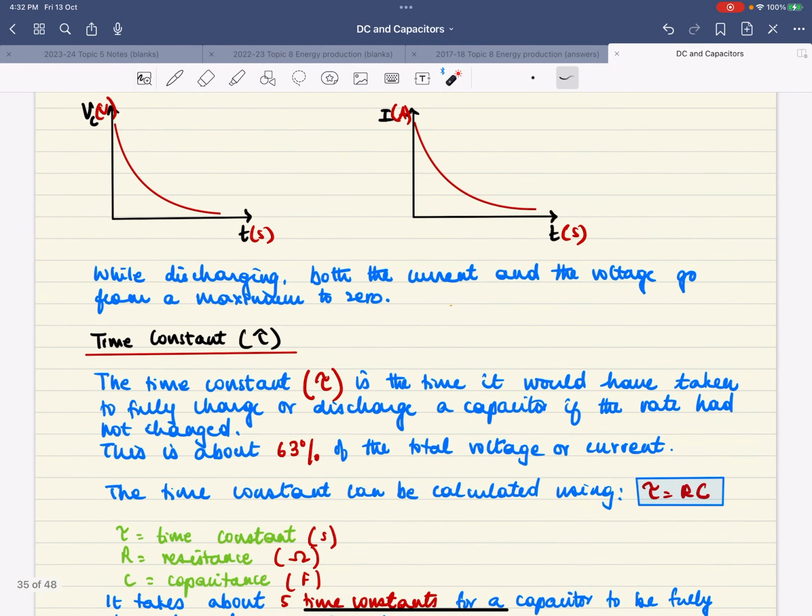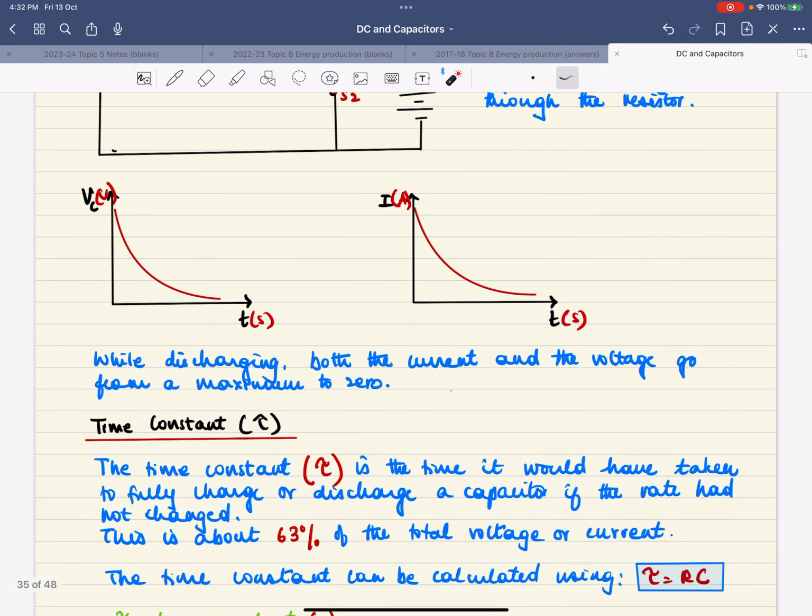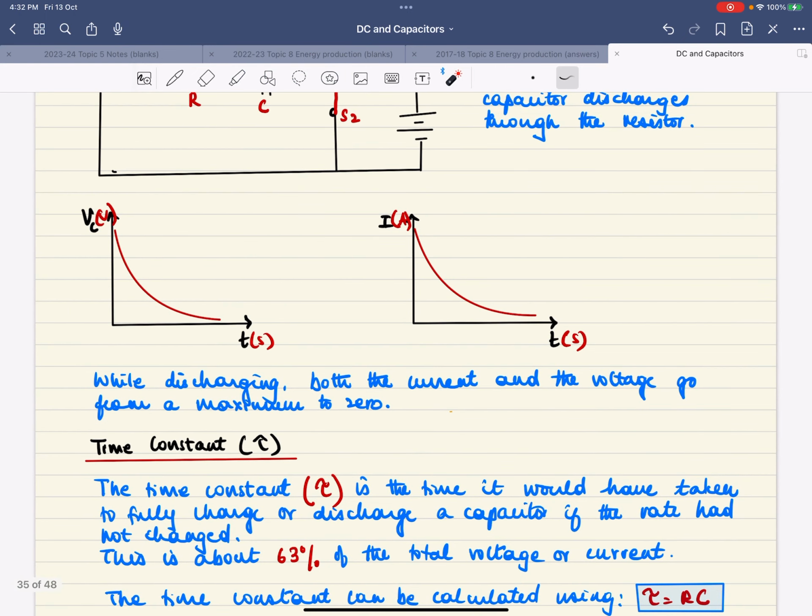We have something called the time constant, and it is the time it would have taken to fully charge or discharge the capacitor if the rate had not changed. So what does that mean? If the rate was the same as here, it would have actually got charged in this time.